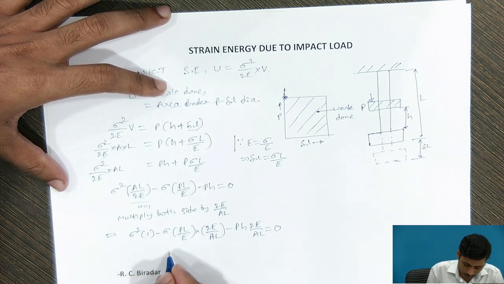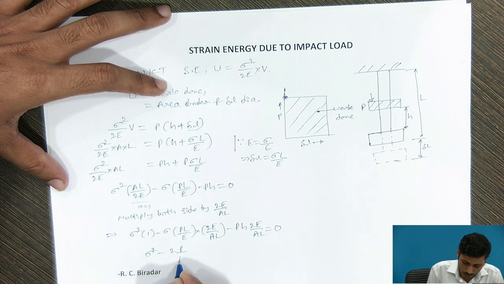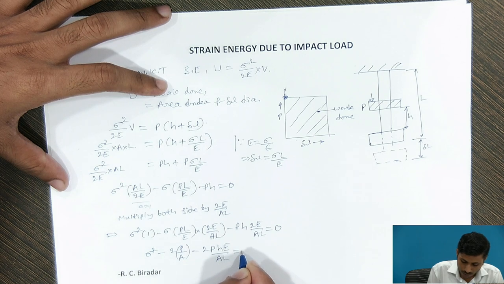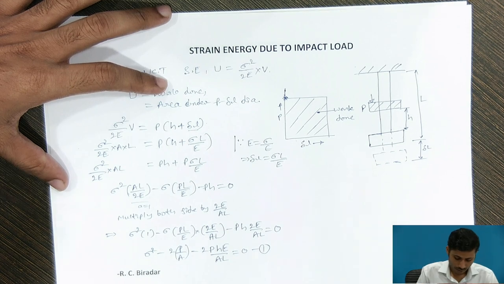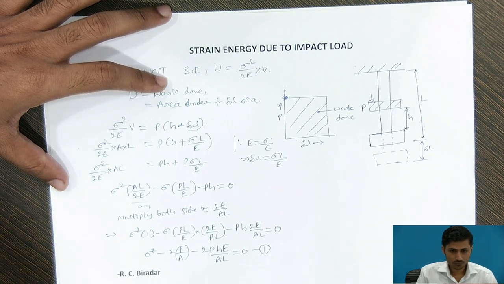So if I simplify this again, I get sigma square minus, so this will get cancelled, 2P by A will be remaining here, minus 2PHE by AL will be remaining. This will be equal to 0. Okay, this I will term as equation 1.